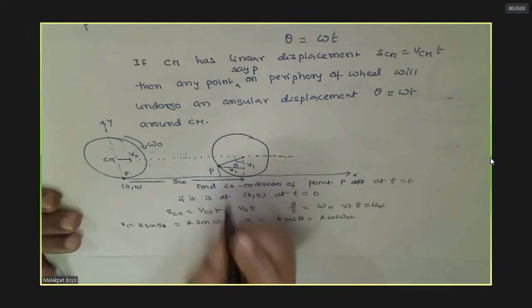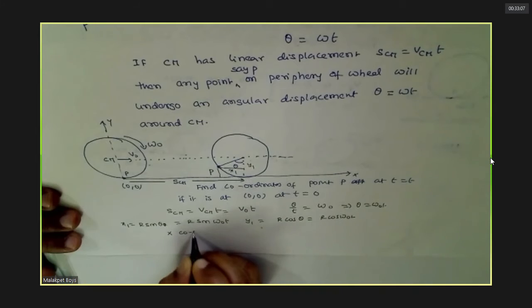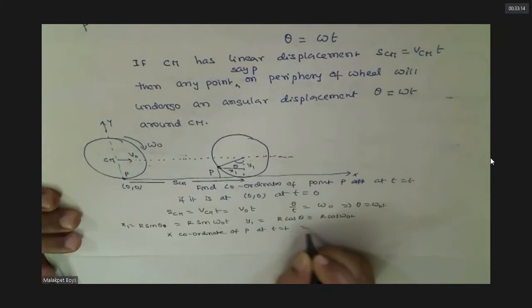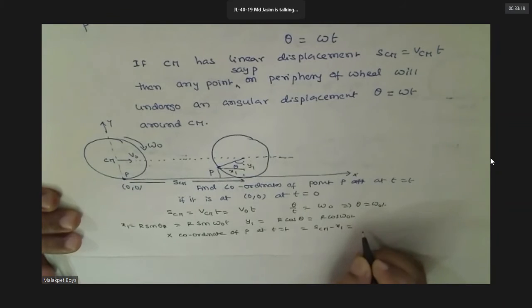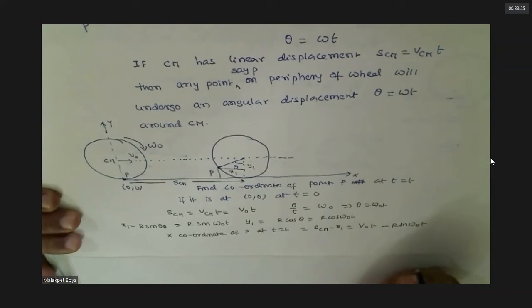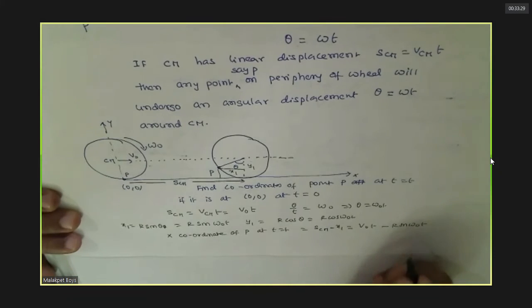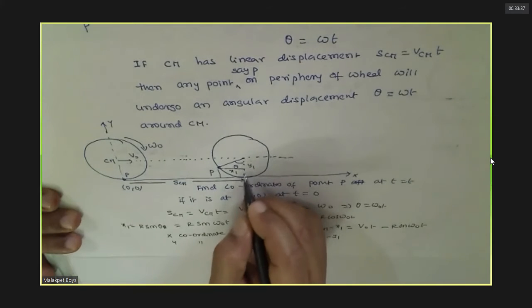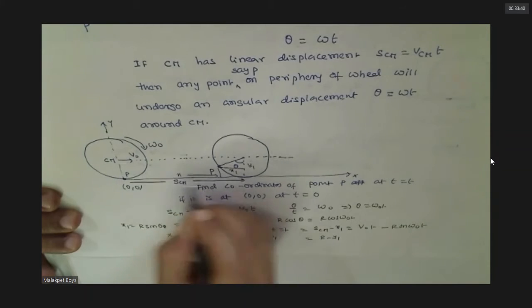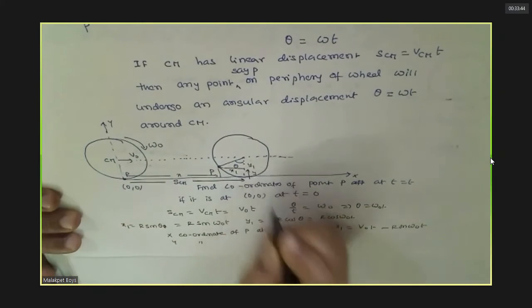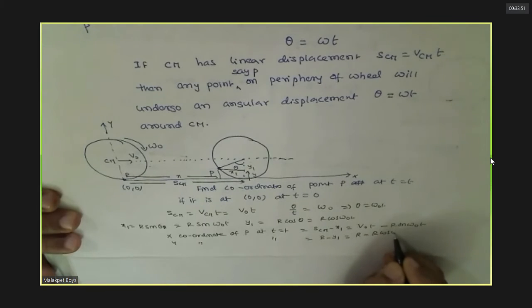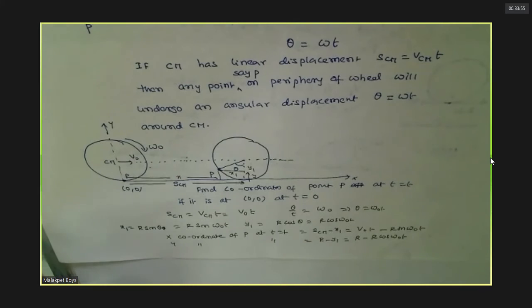Now till here we need. So what is the x coordinate of P? V naught t minus R sin omega naught t. And what is the y coordinate? R minus y1, this distance only. Yes, sir. This is the x distance and this is the y distance. Understood this? Yes, sir.